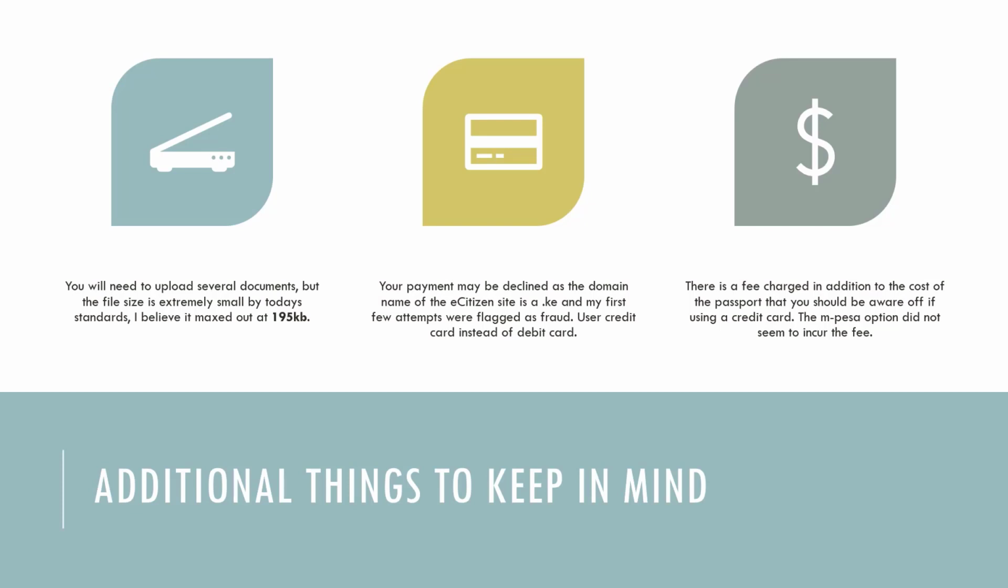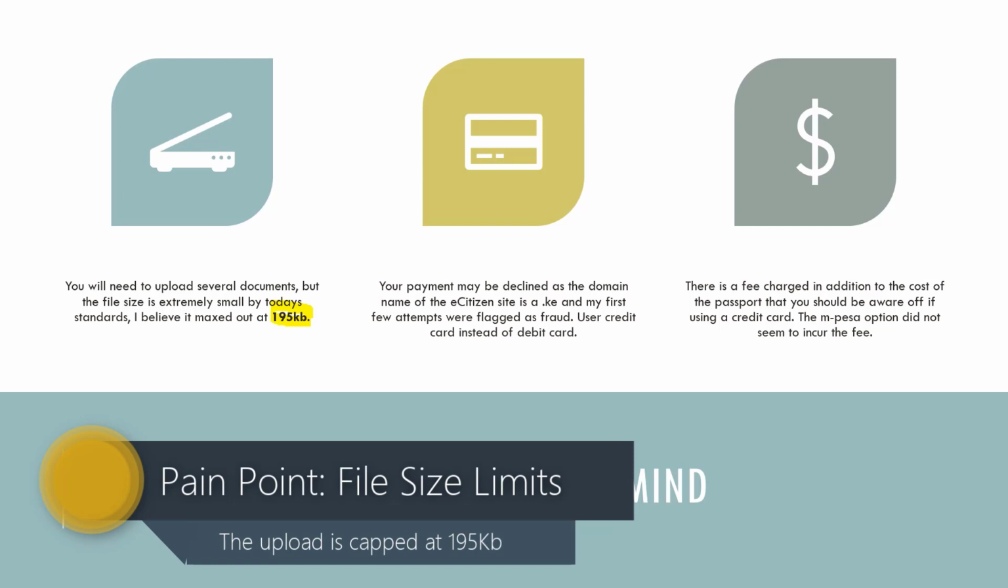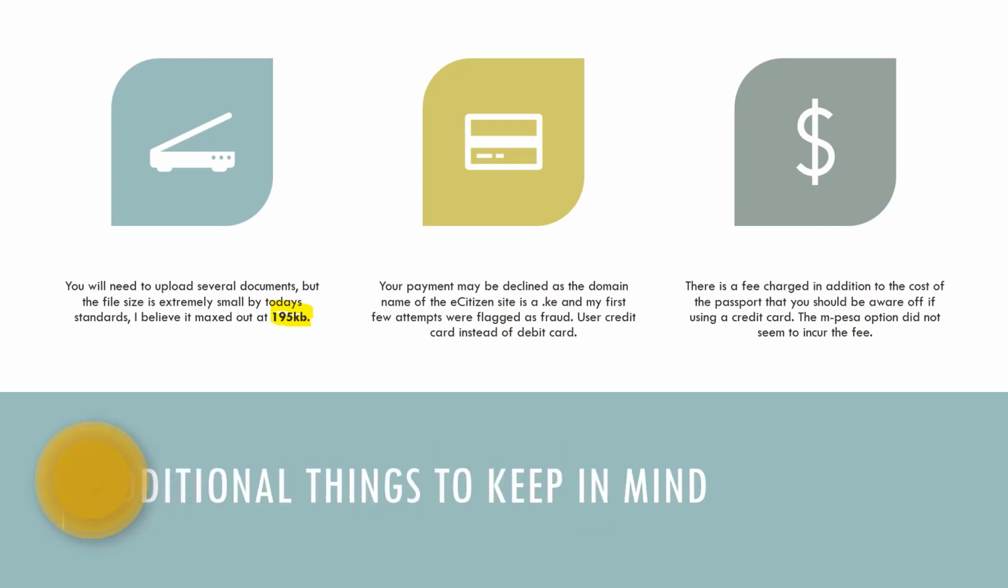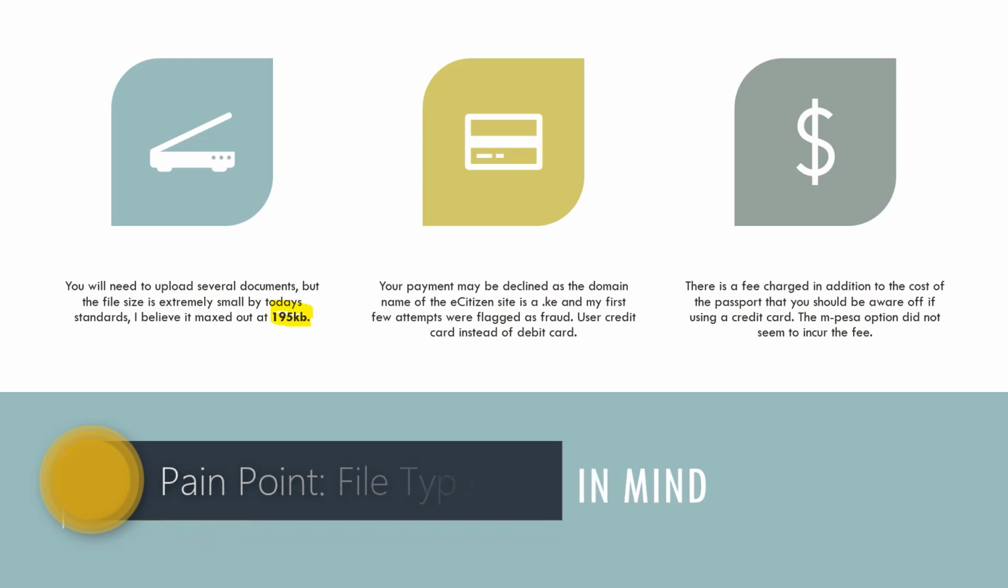Now, somebody can correct me if I'm wrong, but if I remember correctly, this was actually maxed out at 195 kilobytes. The problem is that most modern devices, whether it's your cell phone or cameras, are going to start taking things in the megabyte range. So you may actually be forced to open up some image manipulation software to try to get it down to this acceptable size limit, which is again pretty small by today's standard.